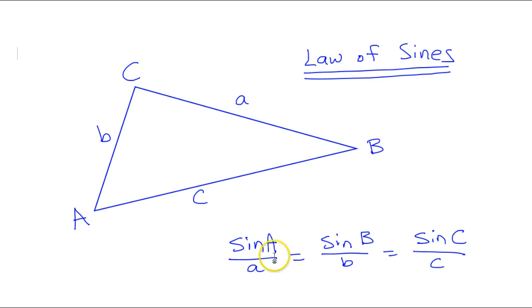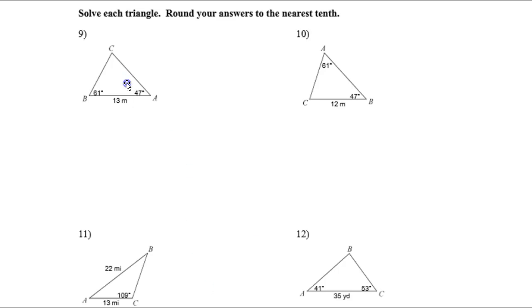The law of sines says that if you make a fraction out of the sine of an angle divided by the opposite side, that should be the same for all of the angles. So the sine of angle B over side B will equal the sine of angle C over side C. All three ratios will be equal. Now, when I talk about solving a triangle, I'm talking about finding any unknown sides or angles.